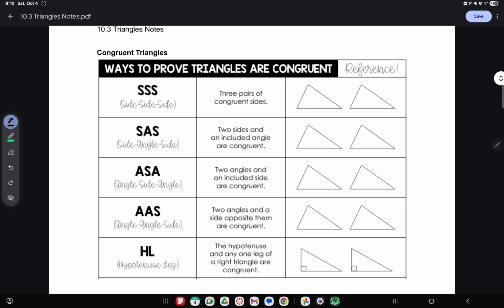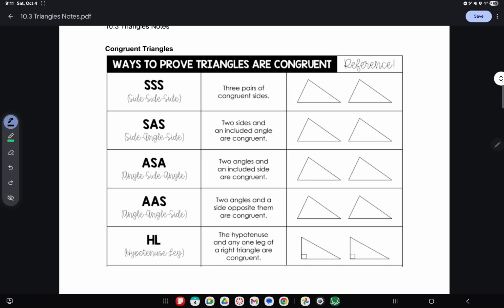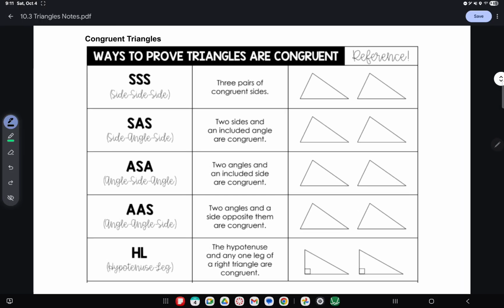So we're going to look at some things about congruent triangles and similar triangles. So let's look at congruent triangles first. So I have these ways to prove that triangles are congruent. So what that means is that a triangle is the same as another triangle. So if we know that all three sides are the same, then we have a congruent triangle.